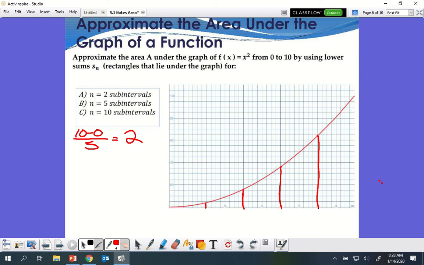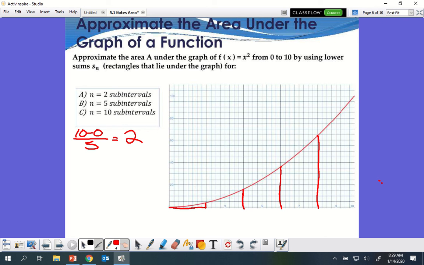All right, again, we're doing a lower bound, right? Lower bound. So that means always from the left-hand side in this case. So the left-hand side of my first interval is 0. So the height is 0 there. And what is the height of my second one? What did I say to do if you don't know? It's 4. Where do we get 4? Yeah, plug it into the function and figure out the height.